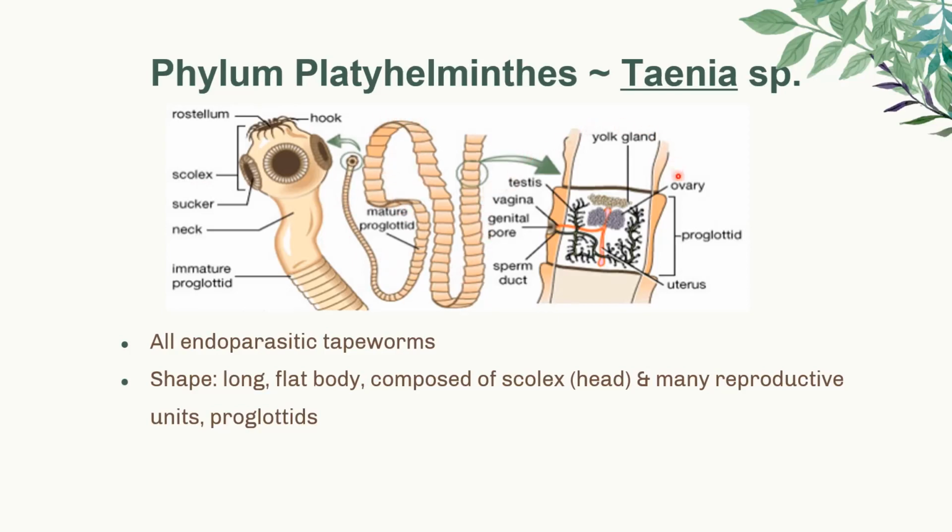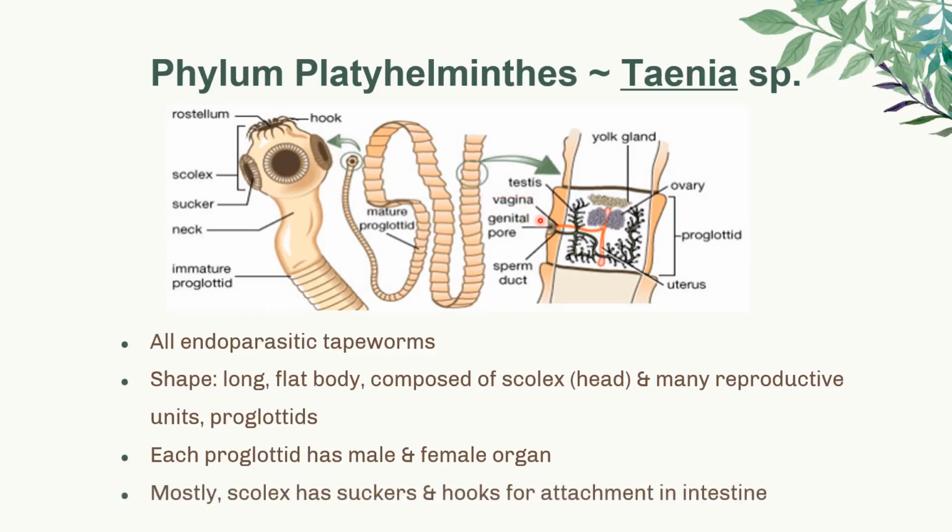Here is the cross section of the proglottids. Inside each individual proglottid are male and female organs. You can see the testes and the vagina inside. Mostly, the scolex here has suckers and hooks for attachment in the intestine. The hook and also the sucker, the round part, with which it will suck the nutrients from the intestine.